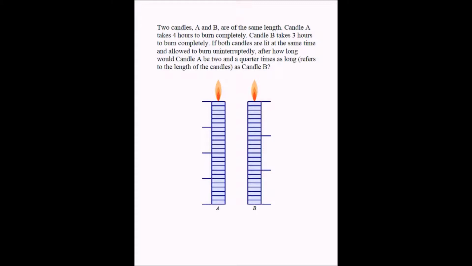So this is the original scenario. We just light both candles and wait for half an hour. This is what's going to happen. Now we claimed that in 1 hour this is gone, so in half an hour only half of that will be gone. And candle B loses this much in 1 hour, so in half an hour this will be gone. So this is half an hour.